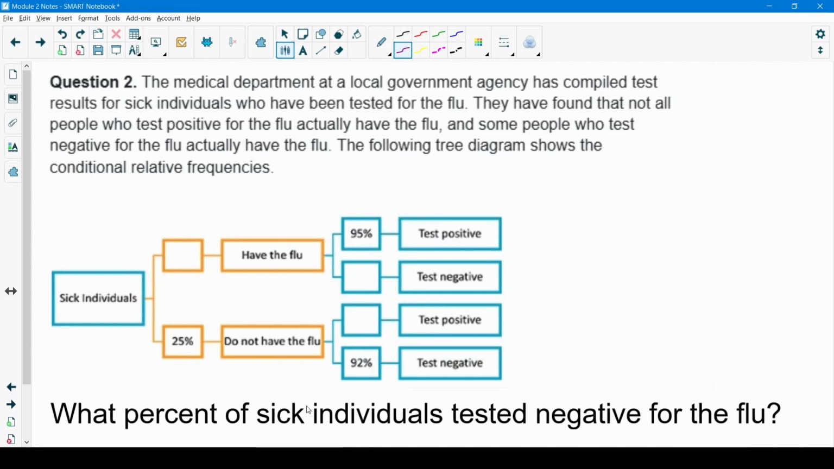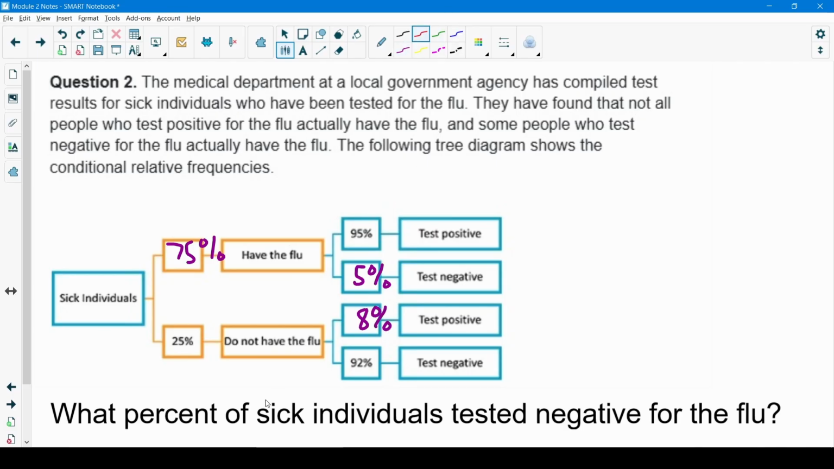And the first thing I really want to do before I even start this problem is just fill in the blanks. If this is a 25%, I know that this is 75%. Just subtracting from 100. Over here, if this was 95, I know that this is 5%. Again, just subtracting from 100. And this one was 92. I know that this is 8%.